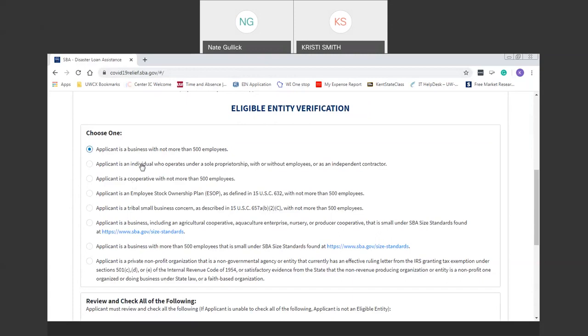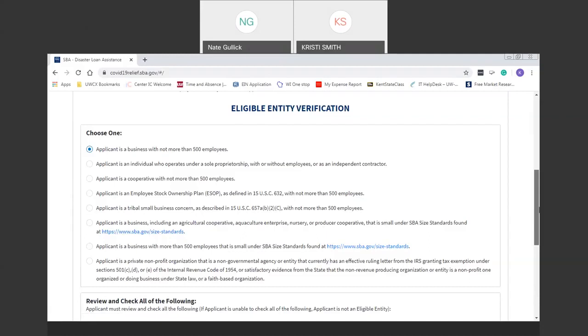You can see if neither one of these applies, there are a few other options here. These are a little bit more complicated, so I'd suggest if you have questions of which one is right for you, to choose this SBA.gov size standards link and look up additional information that might be relevant to your business. You could also reach out to your local Small Business Development Center for assistance.